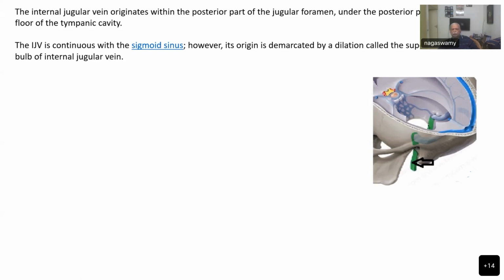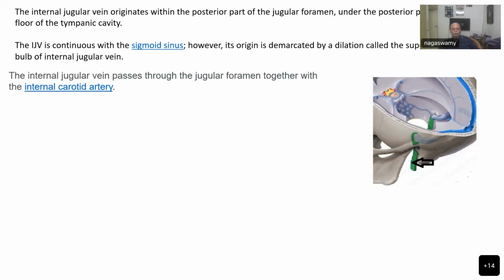What is the importance of knowing about the superior bulb of the internal jugular vein? Dr. Ramu, or can anyone else answer that? Okay, I will give you a little more time to think about it. You can Google also and find out before I finish that. Otherwise, I will tell you the answer at the end of this presentation.